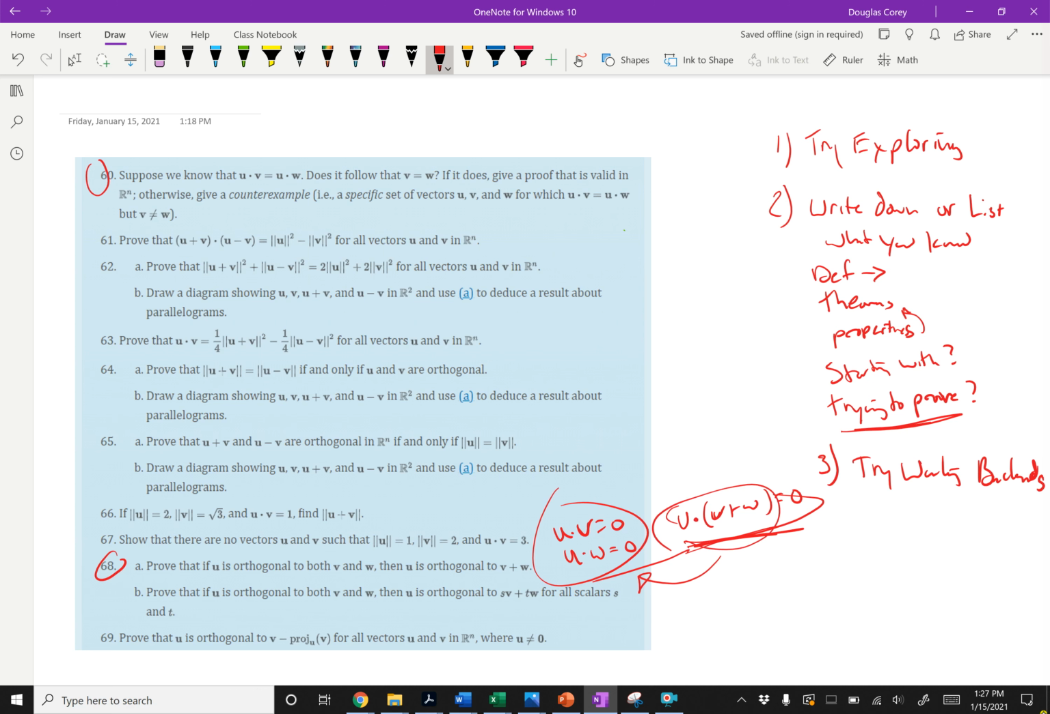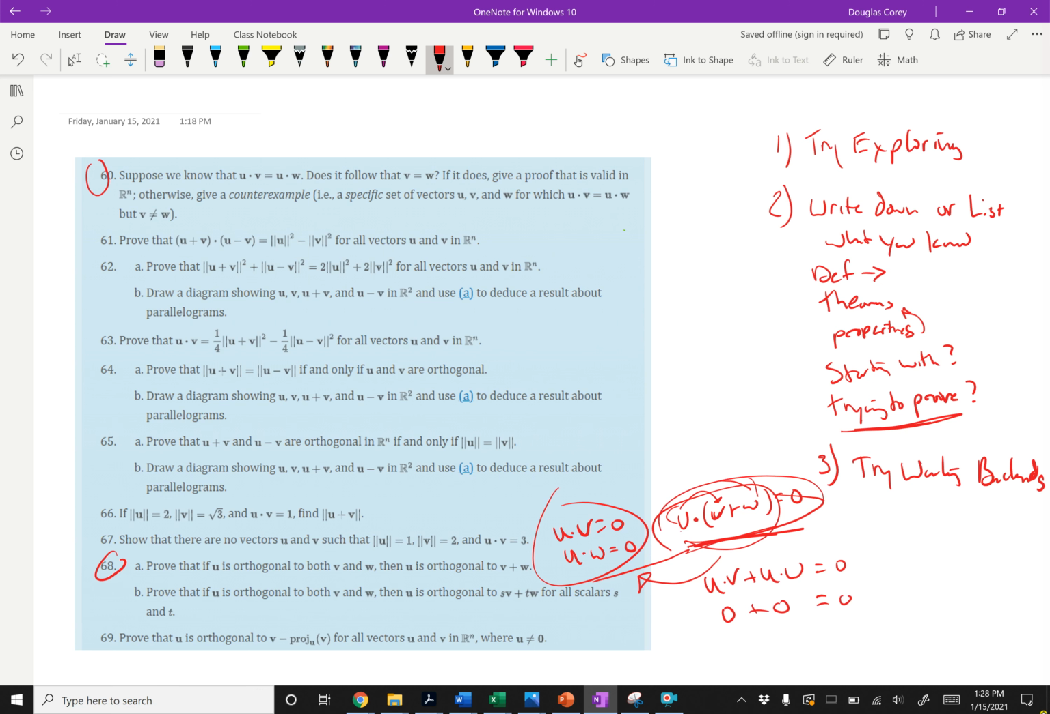Then you can go back and look at the properties, and you can be like, oh, yeah, there's something about the distributive property. So I can rewrite that as u dot v plus u dot w equals 0, and then you know that this is 0 and this is 0 by the definition of orthogonal and what they gave us. So therefore we showed that u dot (v plus w) is actually equal to 0.